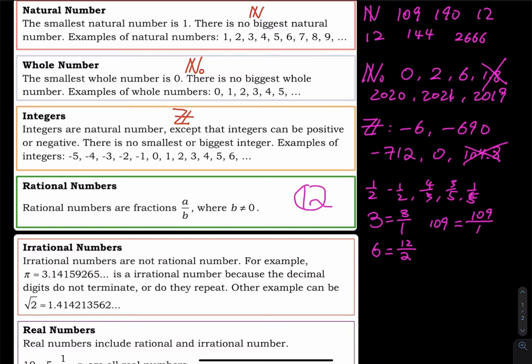So that means rational number contains integer. Integer contains whole number. Whole number contains natural number. All right.